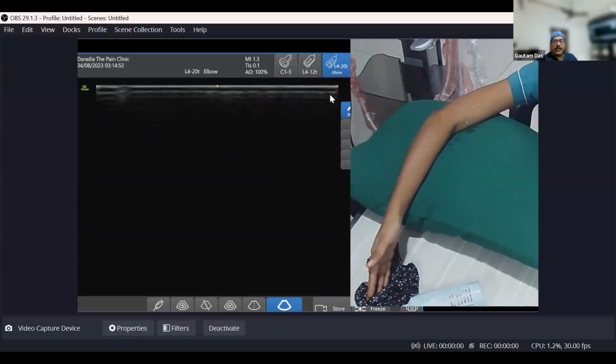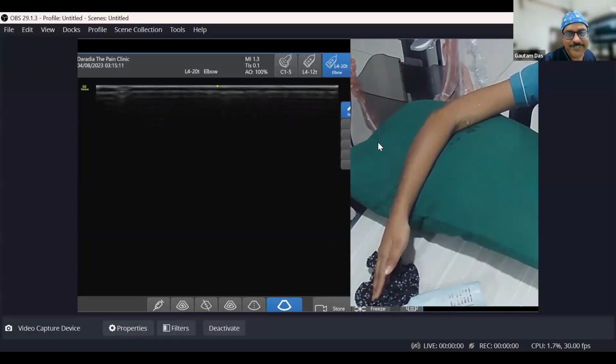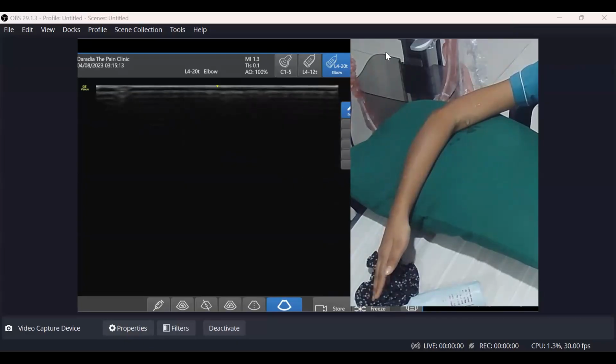Okay. Any questions? Lateral elbow, medial elbow, anterior, there are a lot of things. And the posterior elbow. Any questions? No question. Everybody is silent. Sir, can you show the elbow again? Which elbow? The lateral. Lateral elbow. Okay.